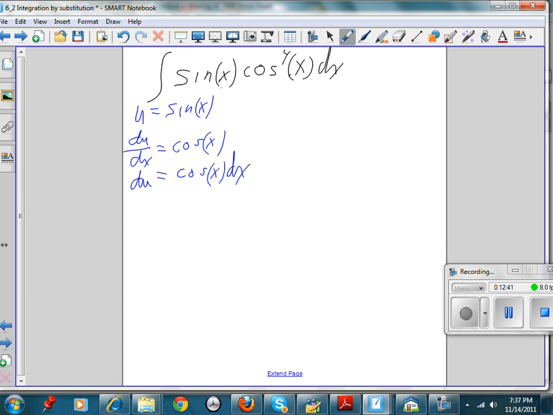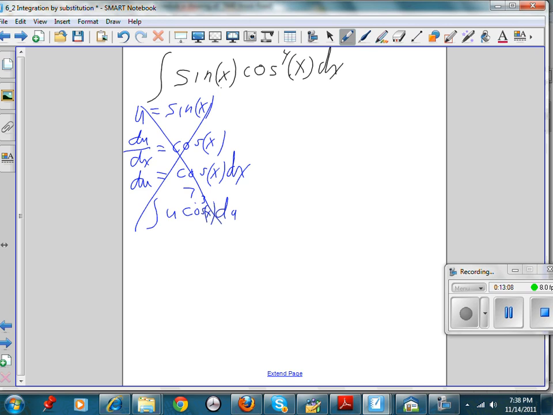Okay, let's substitute back in. We're going to get what? Well, sine is just u. Okay, cosine, well, we got a du, but then we still got a cosine cubed of x. What do I do now? I got x's and u's. That's just wrong, okay? Wrong approach.